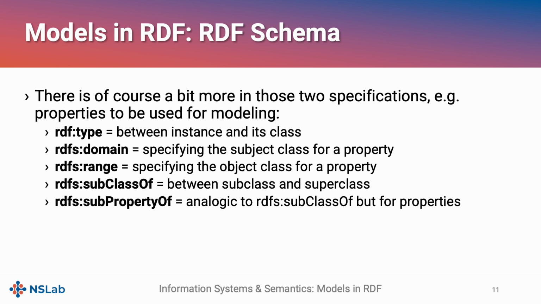and there are also some properties that can be used as predicates in the triples, so in the middle element of a triple or statement. For example, rdf:type for stating that a resource is an instance of some class, or domain and range predicates to specify subject and object classes of a property. And then there is also the possibility to define subclasses and subproperties. So for example, you could have man or woman as a subclass of person.